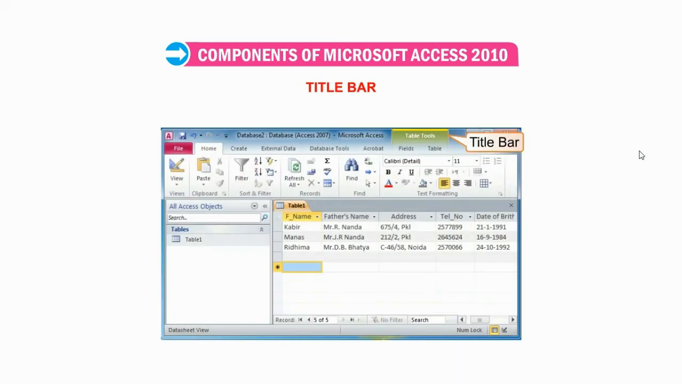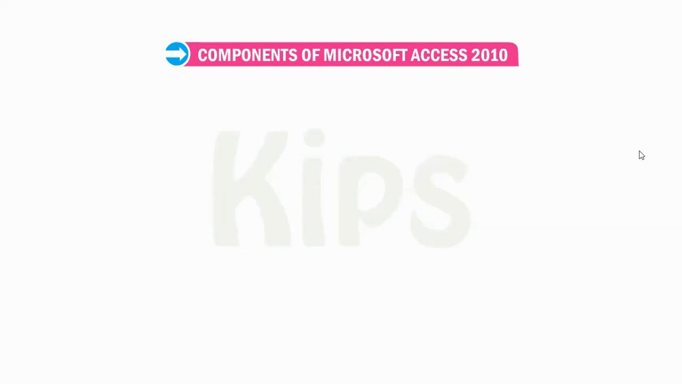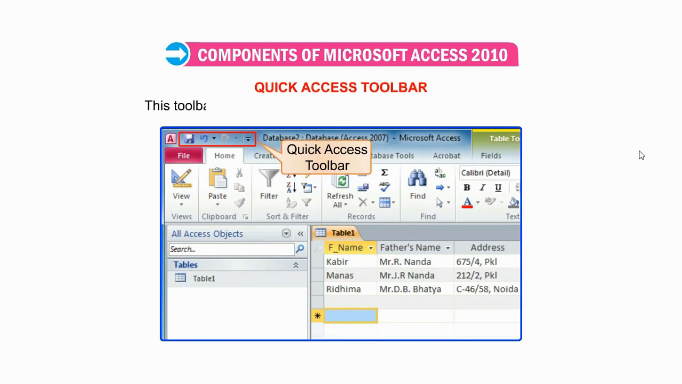Title bar. It is located at the top of the window and displays the name of the current database. Quick Access Toolbar. This toolbar is present at the top corner of the Access window. It contains the most frequently used command buttons. By default, it has 3 buttons, which are Save, Undo and Redo.